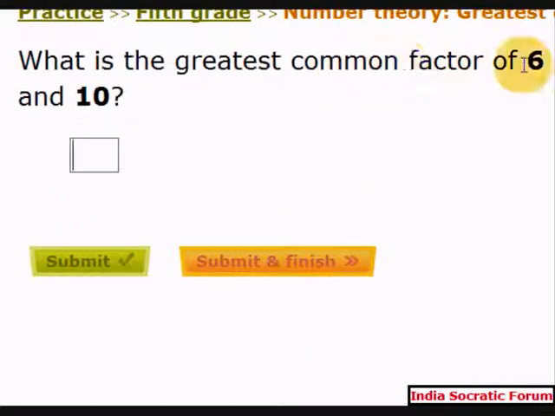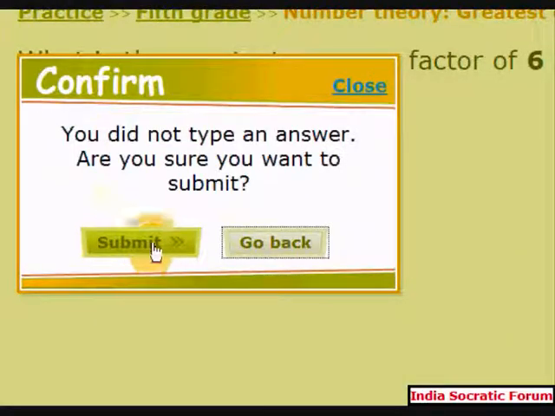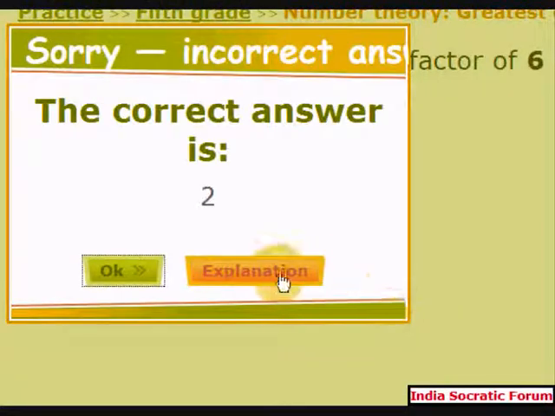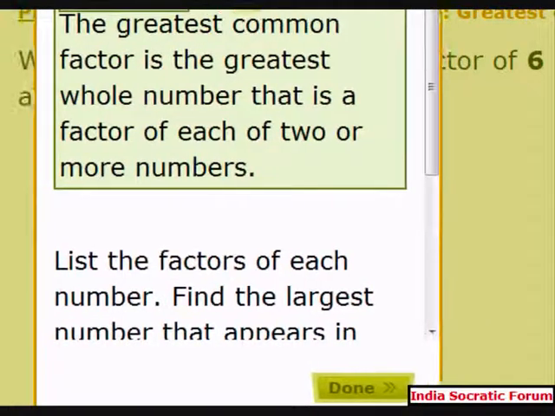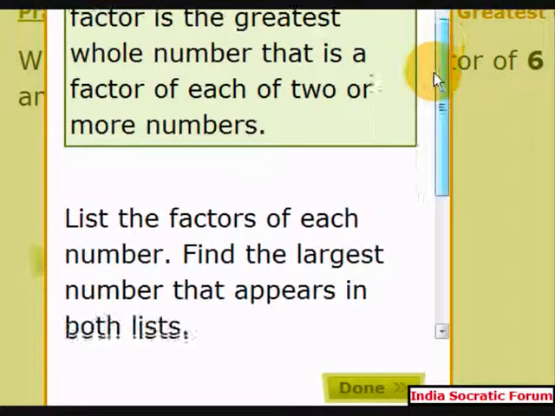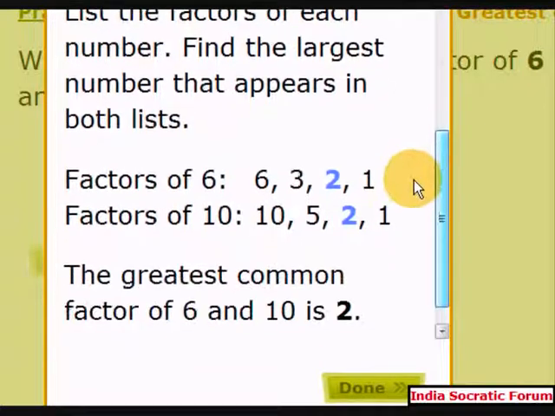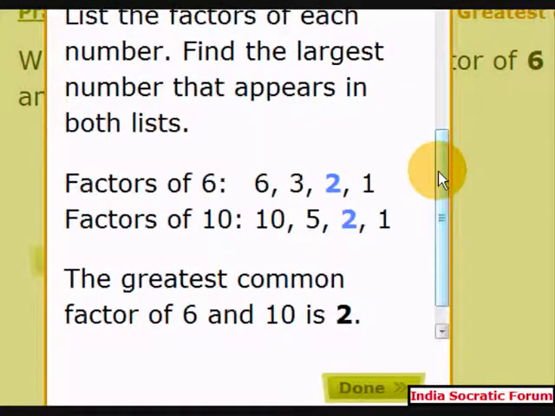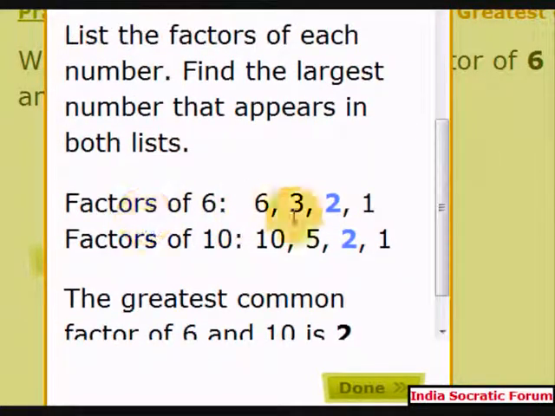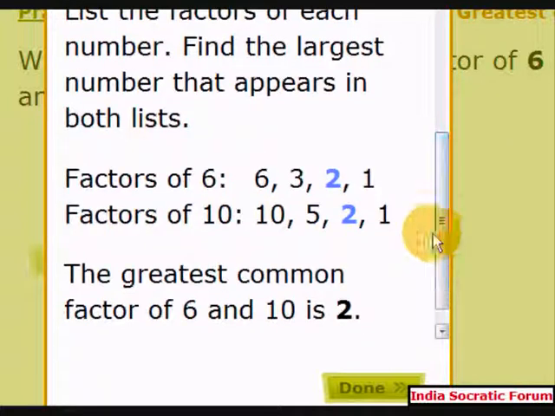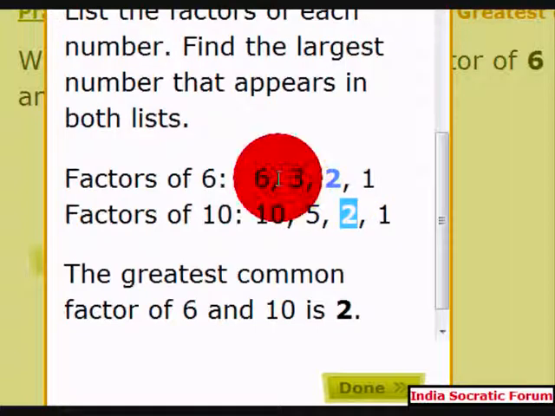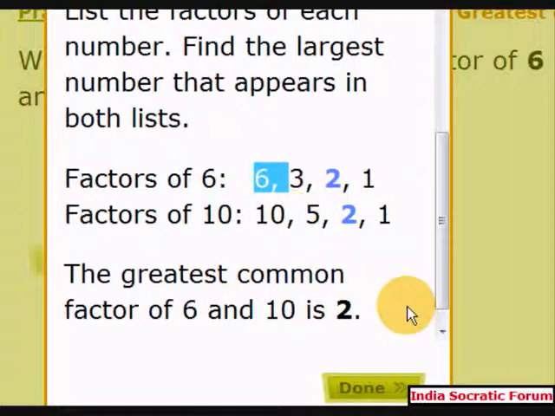What is the greatest common factor of 6 and 10? Answer is 2. The reason is, read it loud. List the factors. Factors of 6 are 6, 3, 2, 1. Factors of 10 are 10, 5, 2, 1. The greatest is only 2. After that, nothing is common. Good job.